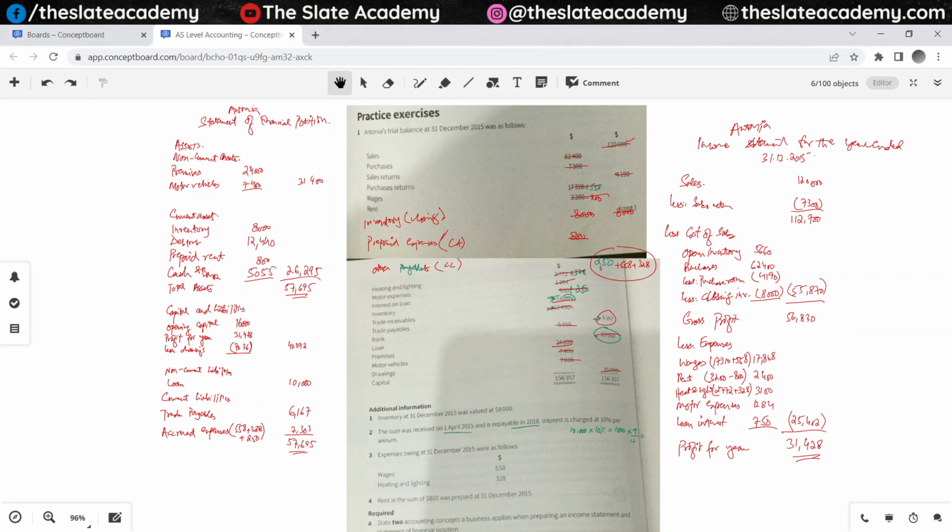57,695. So now we can see the sum of total assets matches with the sum of total capital and liabilities. So the solution for this question is correct. So this is how we take effect of the adjustments of accrued and prepaid expenses to the trial balance, and how they eventually get reflected in the income statement and statement of financial position of a business.